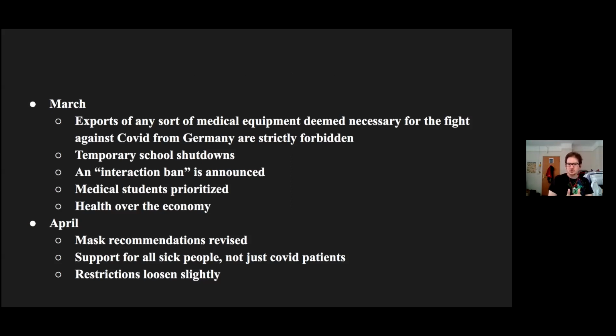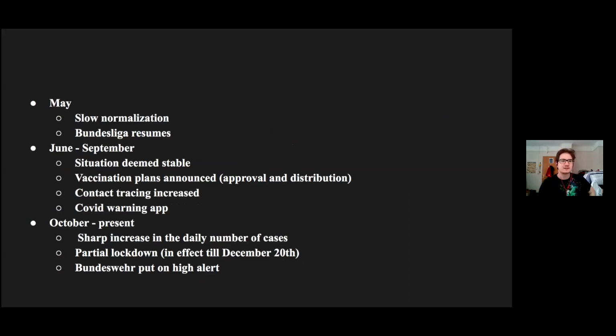They had a partial lockdown when it comes to schools. They shut down a couple of schools, but then decided to let each state government decide whether or not they want to keep their schools open or close them. And they massively prioritized med students, which is also kind of interesting. Next slide. So the situation was pretty stable when it comes to May.